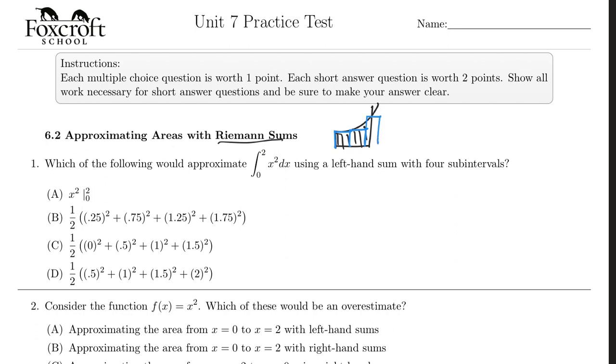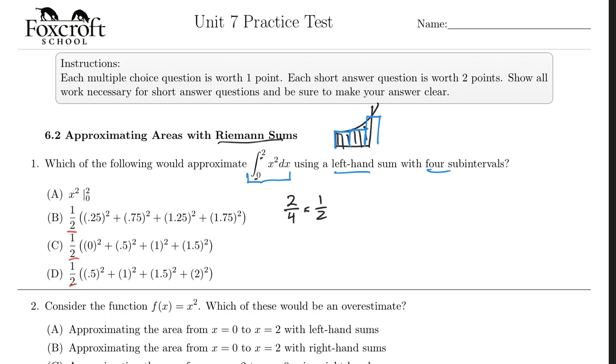All right, so this first one, we're trying to approximate this area from 0 to 2 using left-hand sums and 4 subintervals. Whenever we're doing the Riemann sums, the first thing we have to figure out is how wide our rectangles are going to be. Here we're starting at 0 and going to 2, so that's a distance of 2. Breaking it up into 4 subintervals gives us 1/2. So the subintervals have a width of 1/2, which means the rectangles will also have a width of 1/2. You can see for B, C, and D, that 1/2 is representing the width of all of these rectangles. And then we're just going to add together all their heights.